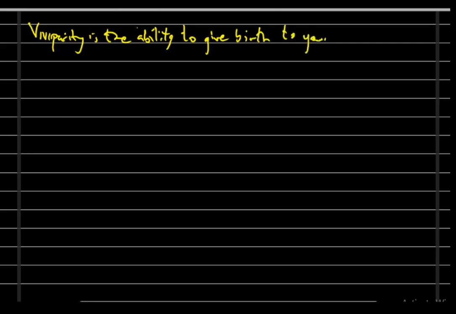So viviparity is the ability to give birth to young ones alive. We have so many others.